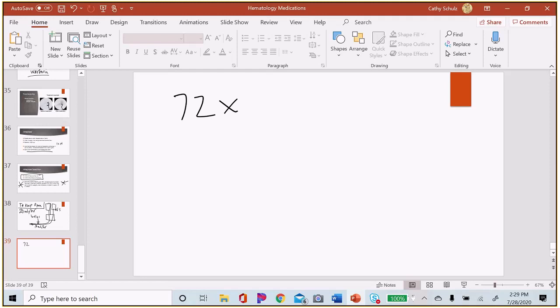So that's 72 times 5, which is 360 units. So I am going to pull that out of the vial. I want to know how many milliliters I need, because that's what I'm going to pull into the syringe. So I want to end up with milliliters.